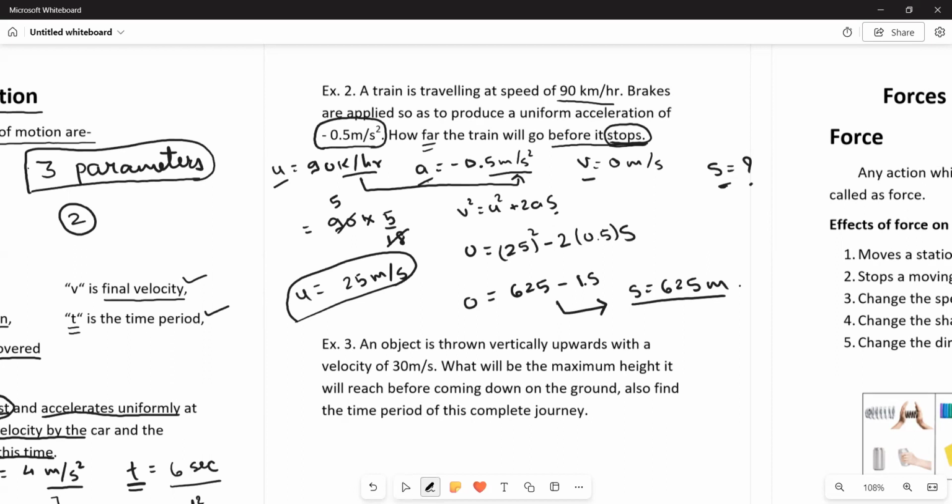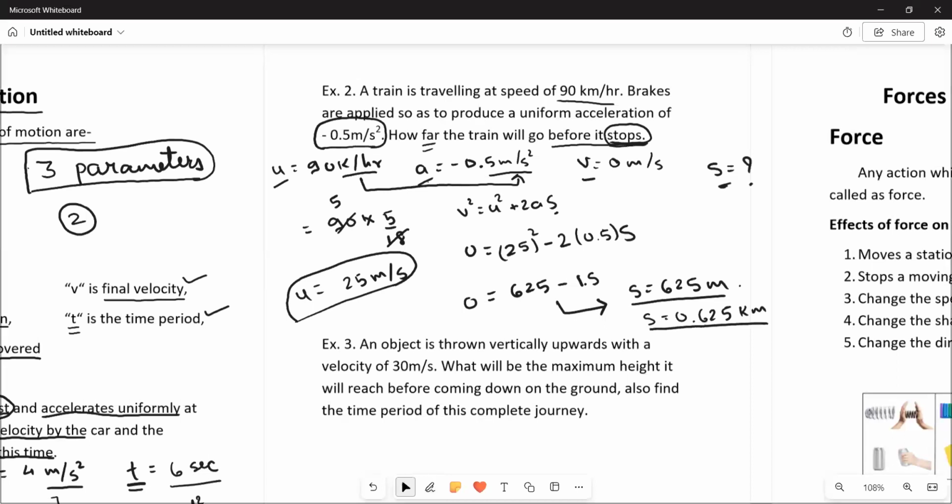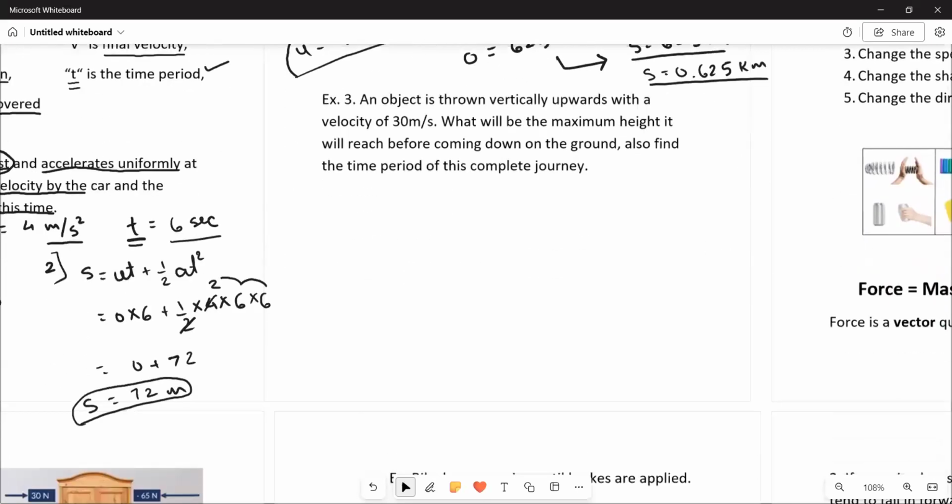Okay. So if you are supposed to calculate this in kilometers, what you will do, you will simply divide this 625 by 1000. So if we divide this 625 meters by 1000, we will get the answer as 0.625 kilometers. Okay, so we have calculated the answer in meters as well as in kilometers. So now we'll move on to our next question.